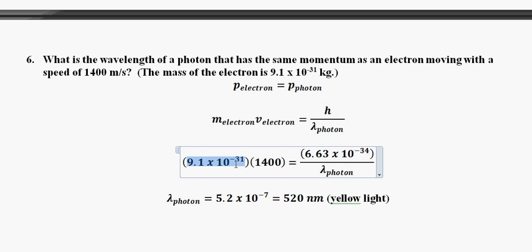There's the mass of the electron. There's the velocity of the electron. There's Planck's constant. All that leaves me is looking for lambda. I cross-multiplied and found out that it is 5.2 times 10 to the minus 7 meters. That is 520 nanometers, which happens to be yellow light. So yellow light has the same momentum. One photon of it has the same momentum as an electron traveling at 1400 meters per second. How odd is that?